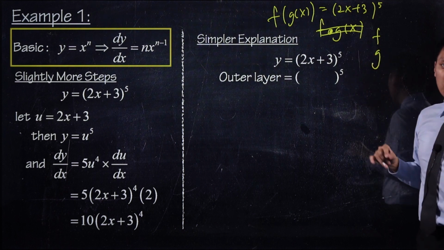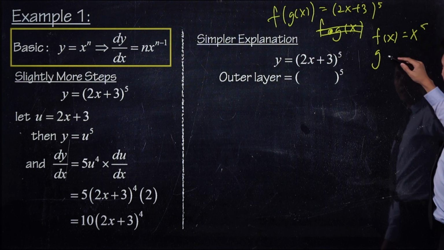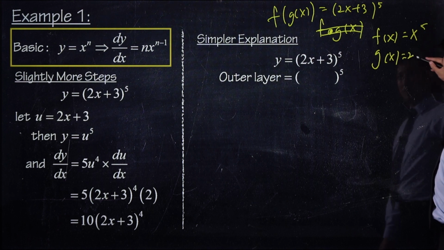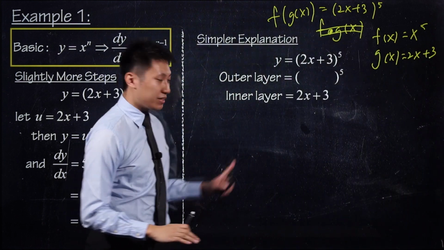F is what? G is what? f(x) should be equal to x to the power 5, and g(x) should be equal to 2x plus 3. Okay, so don't worry so much first. Now I'm just telling you this one.